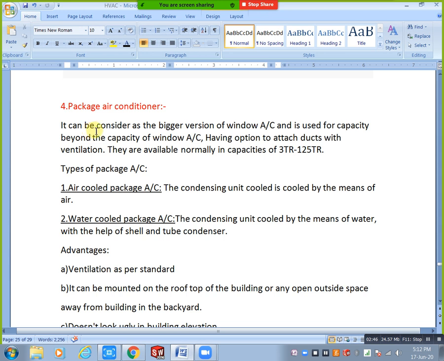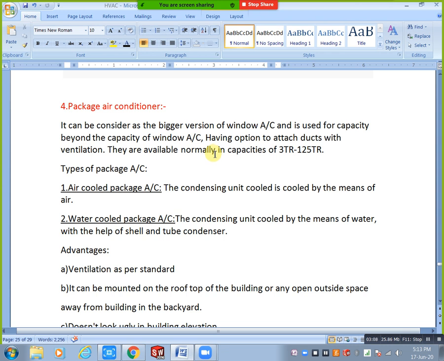Okay, always we can place this one outside, either floor mounted or roof mounted. Okay, you can place floor mounted or roof mounted, that is your choice. Okay, next, and is used for capacity beyond the capacity of window AC. Okay, having the option to attach ducts with ventilation. They are available normally in capacities of 3 TR to 125 TR.